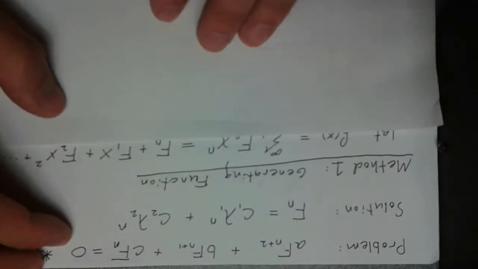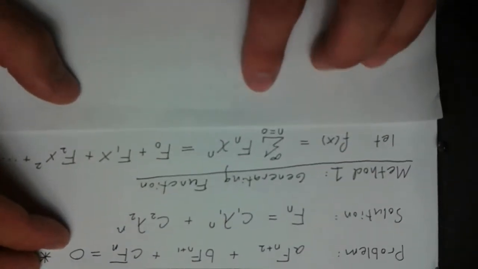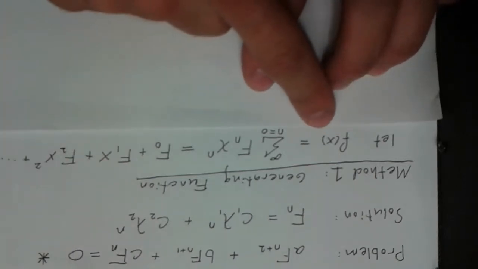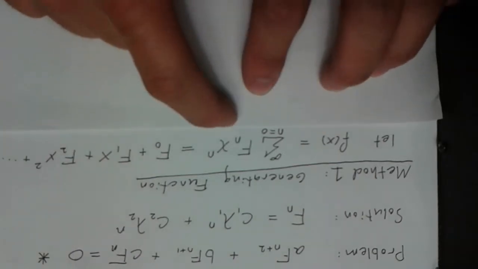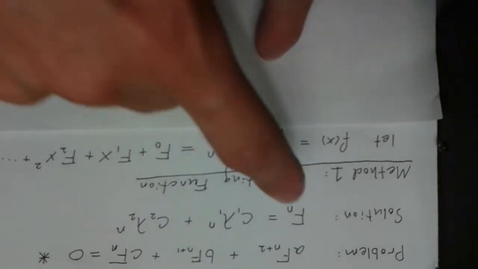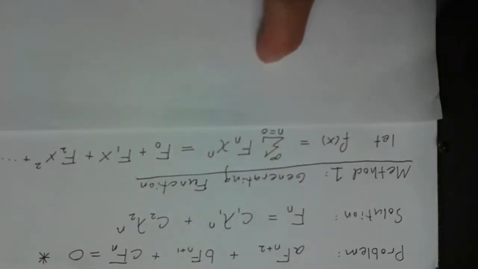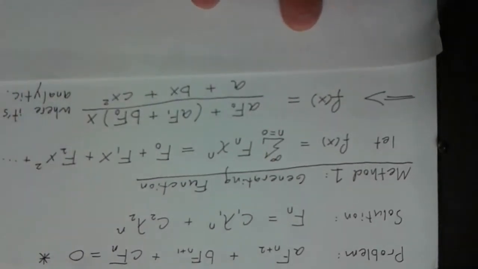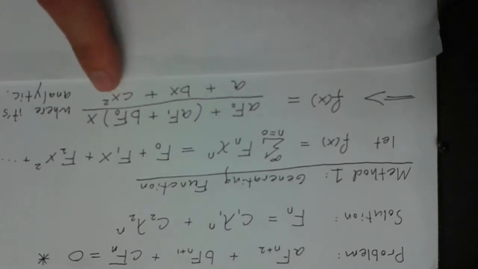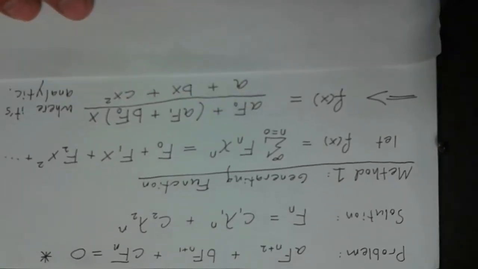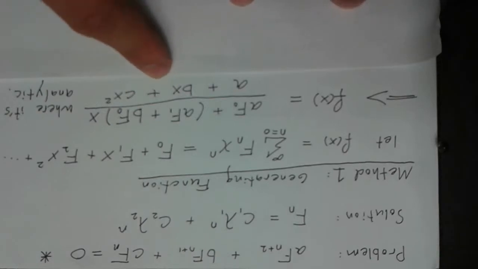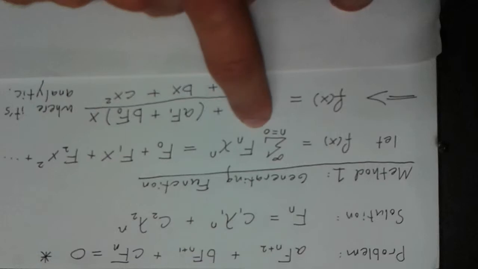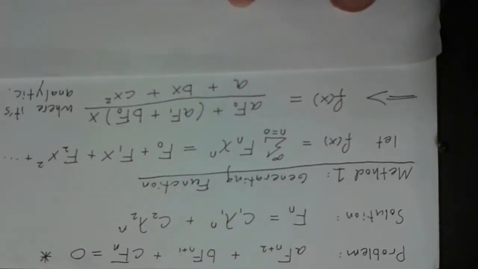So, using the generating function, first we define the generating function. We say that it's just a power series where each of the coefficients is equal to each term of the sequence, the f of n sequence. What we find is that this thing is equal to this rational function when it converges. In other words, this rational function, where it's analytic, equal to its Taylor series, it's equal to this generating function.